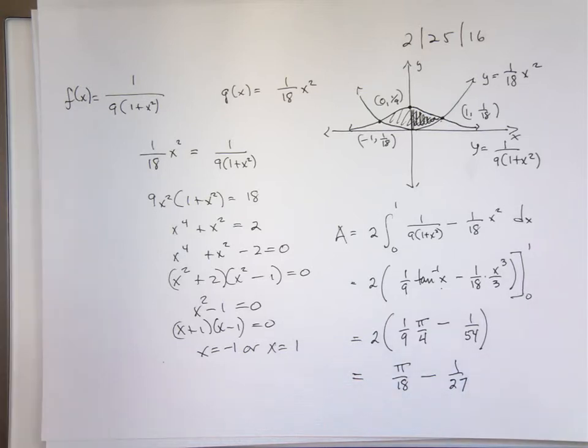Now, how does WebAssign want this? Did they say 3 decimal places? Okay, well, I'll do pi over 18 minus 1 over 27 to 3 decimal places and put that answer in. And that's what you should have. There you go.